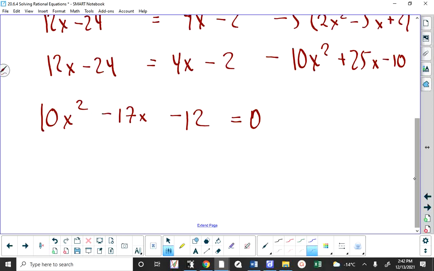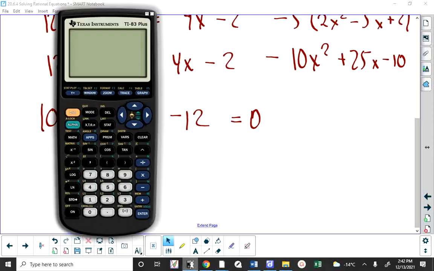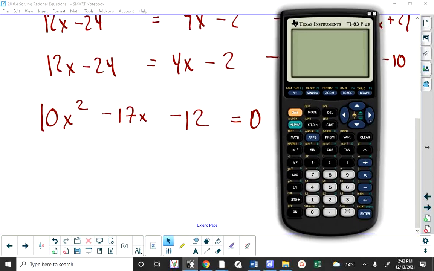I'd be surprised if this is factorable, although I just don't like big numbers, that's all. Let's do b squared, 17 squared, minus 4 times 10 times negative 12. Again, I'm not putting negative 17 squared because I know when I square it, I will get the same thing whether I put the negative or not. So negative 17 squared minus 4 times 10 times 12. I'm pretty sure that's a perfect square. Nope, it's not.